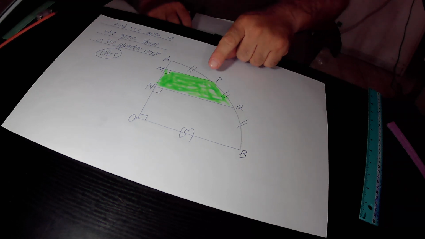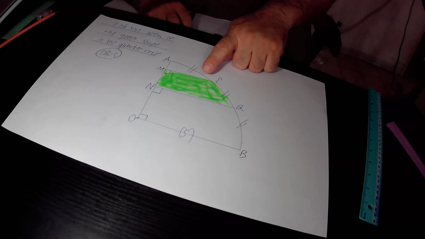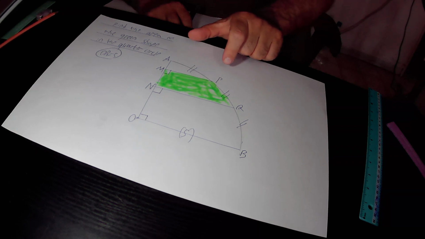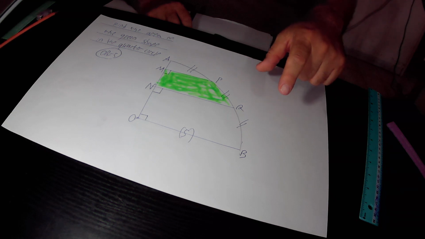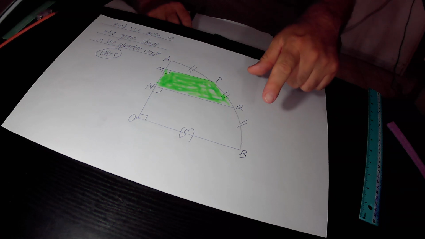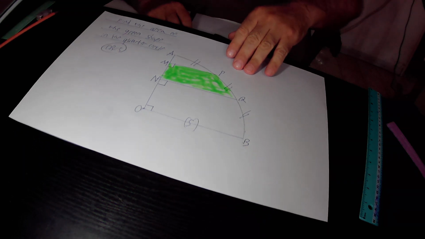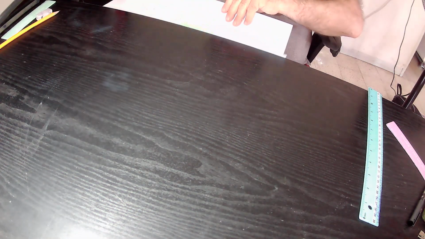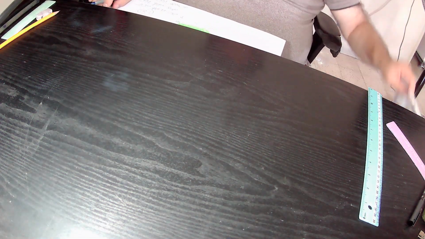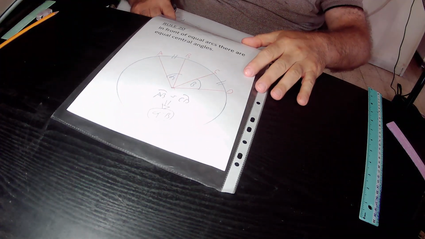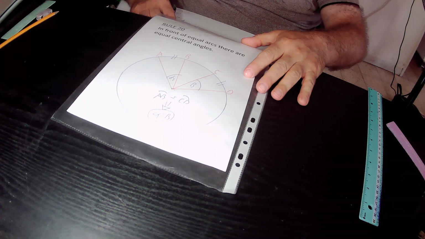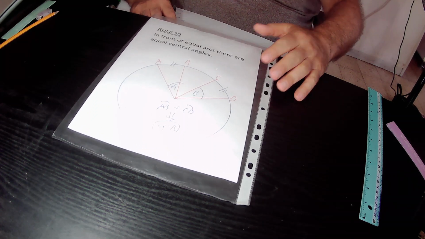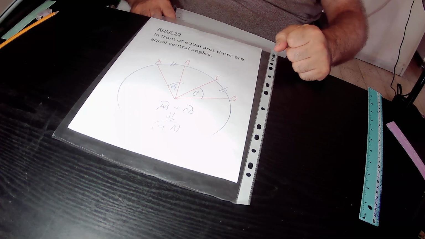Again, our mission is to find the area of this ring shape. Because arc AP equals arc PQ equals arc QB, here we can implement rule 20. So click quickly on rule 20. According to rule 20, in front of equal arcs, there are equal central angles. Again, in front of equal arcs, there are equal central angles.